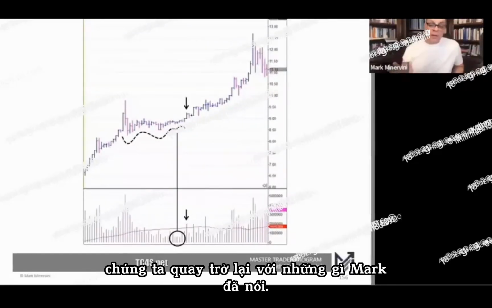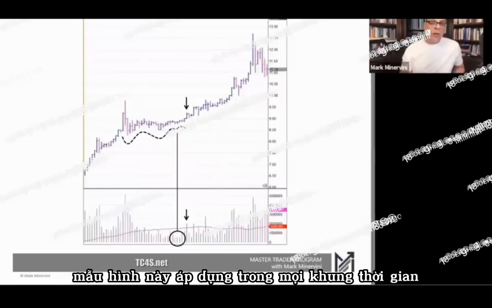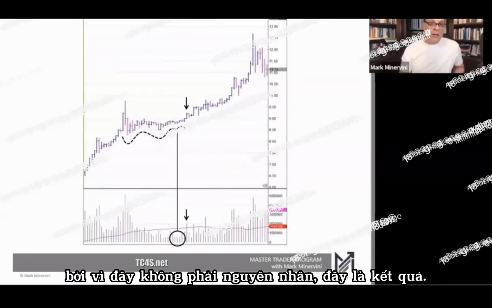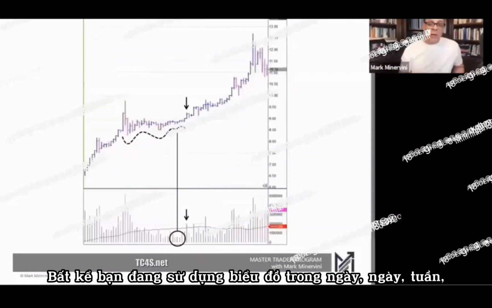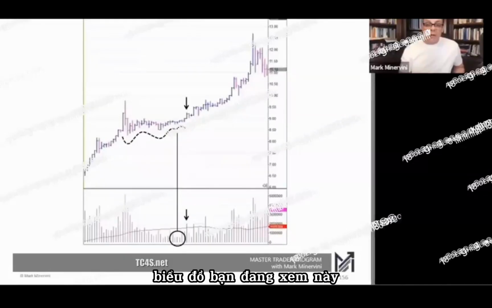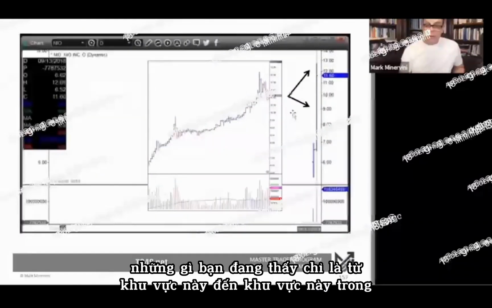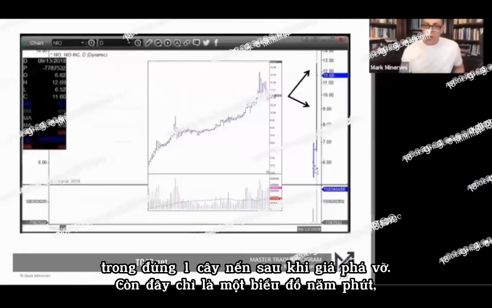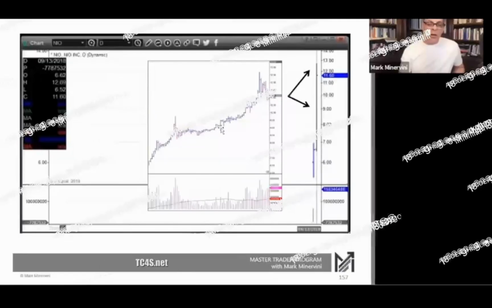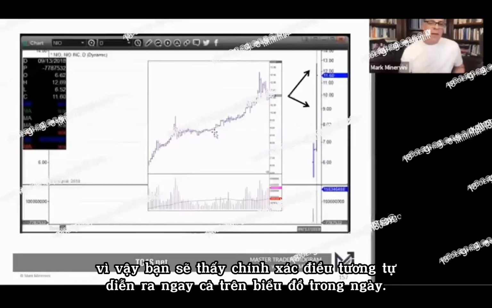This is timeless, and it doesn't know time frame, because again, this is not the cause. This is the effect. And if you're using intraday charts, daily charts, weekly charts, what you're seeing is just that, from that area to that area in this one bar after this new issue. So this is just a 5-minute chart. You see the exact same thing unfolds, even on an intraday chart.